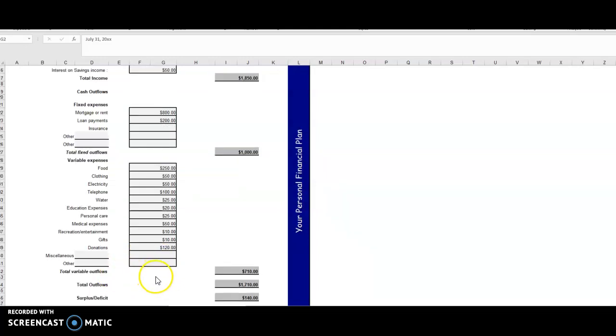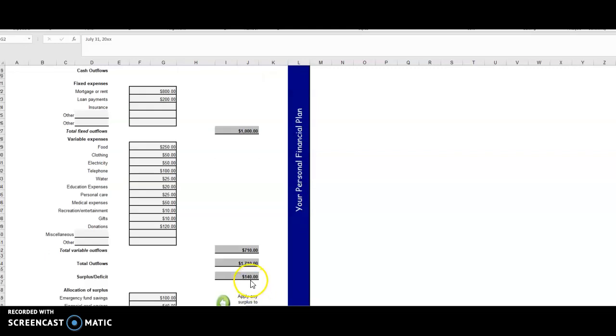And so our total variable outflows, how much money did we spend? 710. Okay, so if we take our fixed outflows, our fixed expenses, and our variable outflows, variable expenses, total outflows are 1710, meaning we spent $1,710 in the month of July. We look up here at our income, 1850. We subtract our expenses, our outflows of 1710. So we had $140 surplus in the month of July.